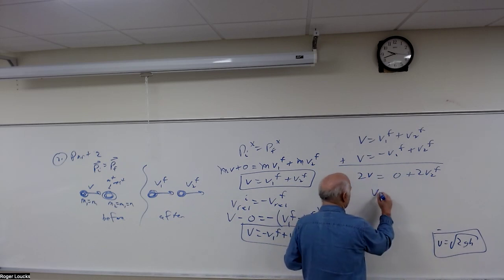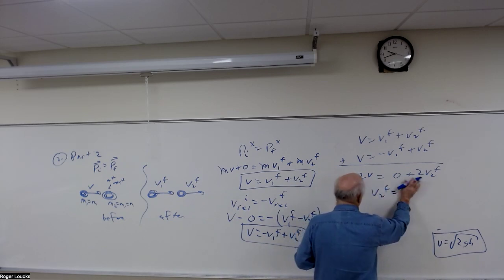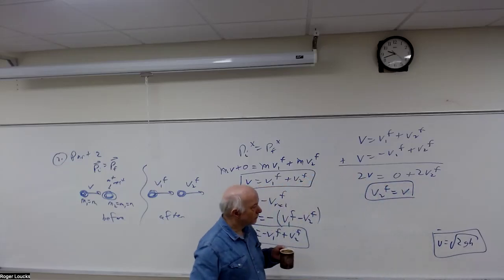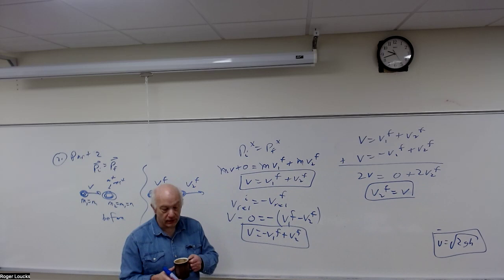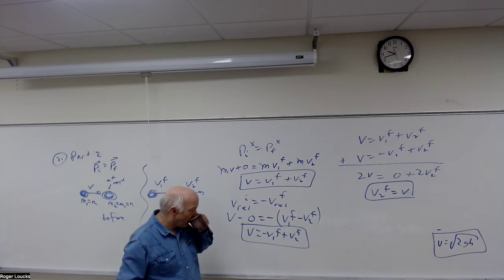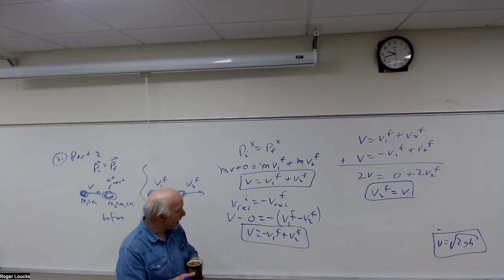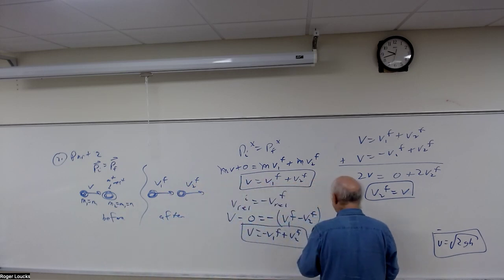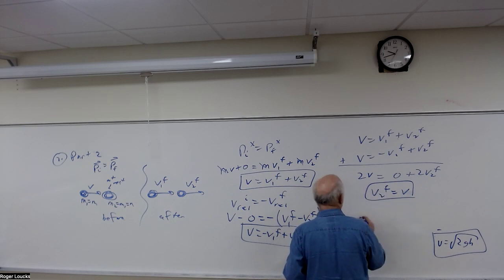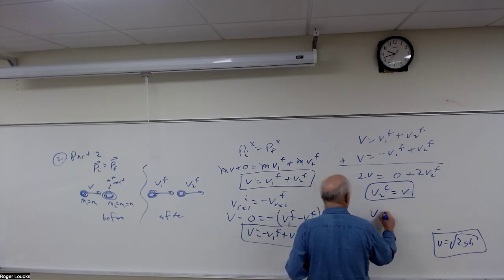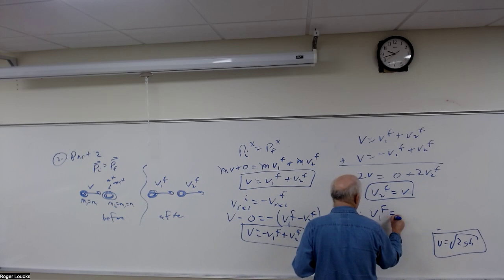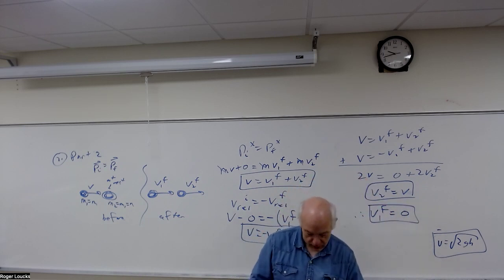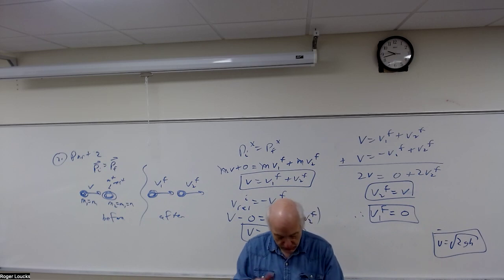Okay, so then what happens here? The 2 goes out. This tells me that V2 final is V. So what does it mean then about V1 final? 0. If I take that and put it in here, that gives me 0. So if I substitute that back in, V1 final is 0. And we see that. That's exactly what happens in this collision here.